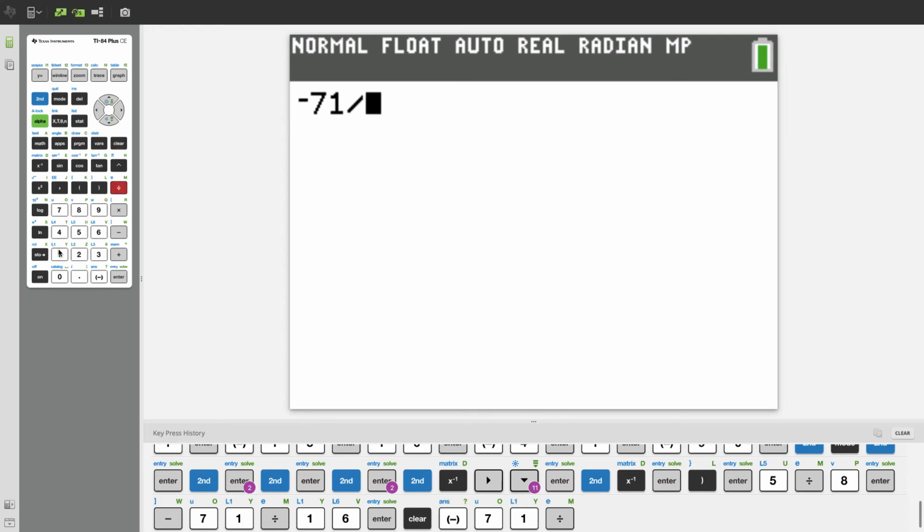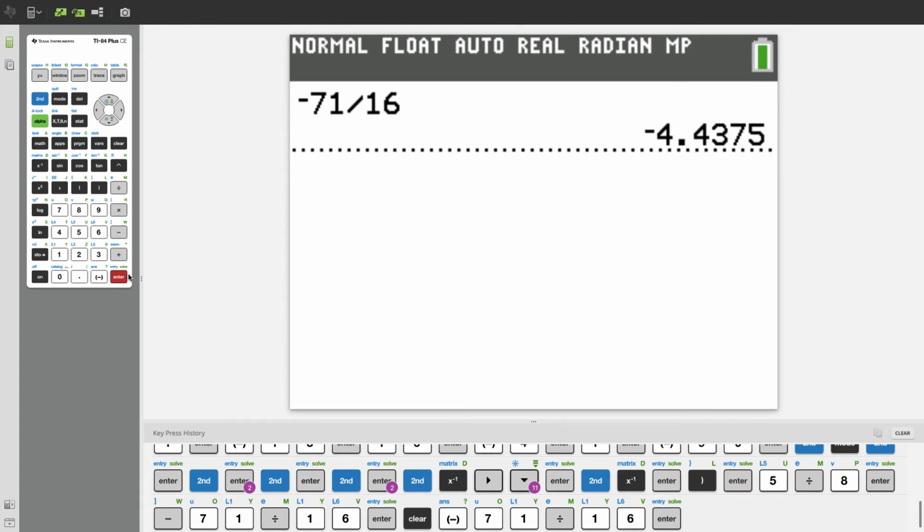Divided by 16. Just kidding. So it's approximately, well, actually, I would just write it down: negative 4.4375. So we have said that our axis of symmetry was 5/8, and that decimal is 0.625.